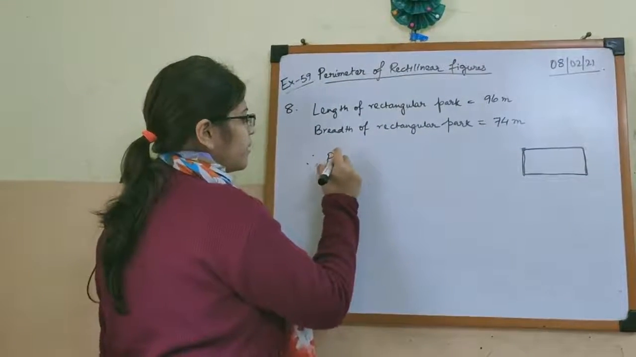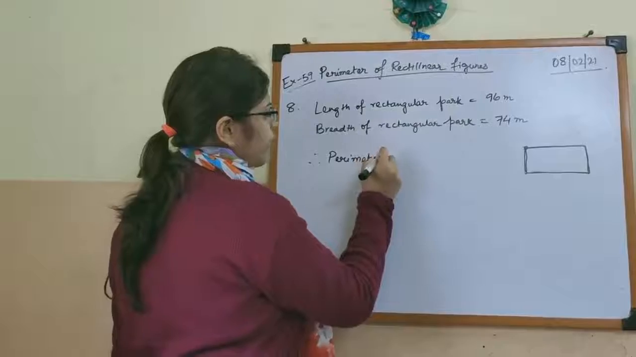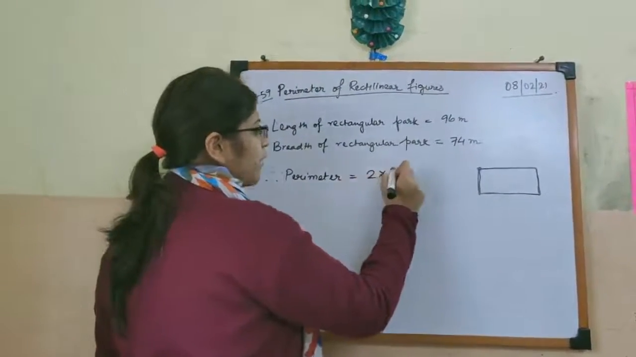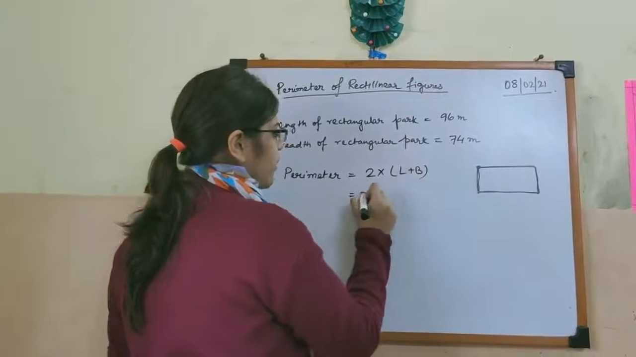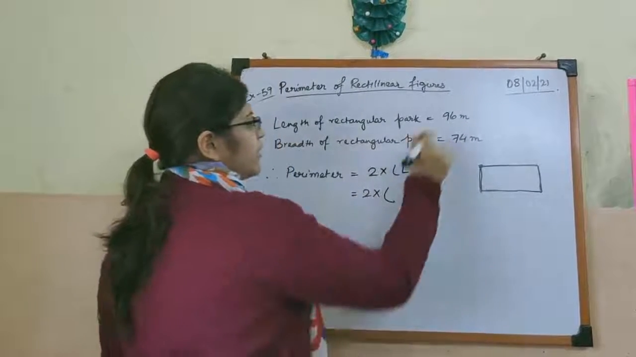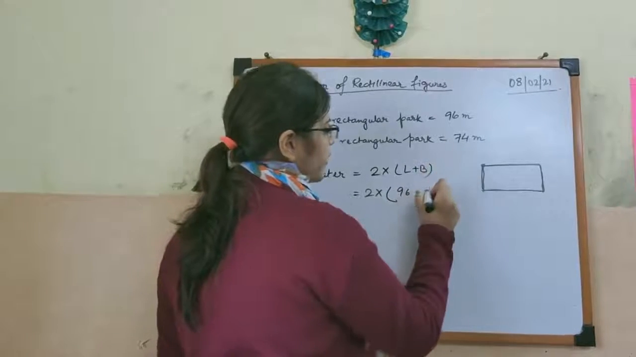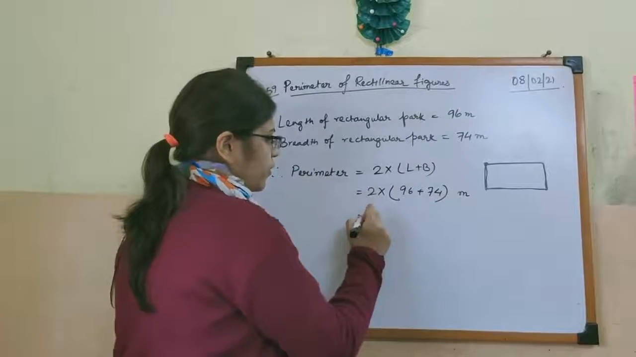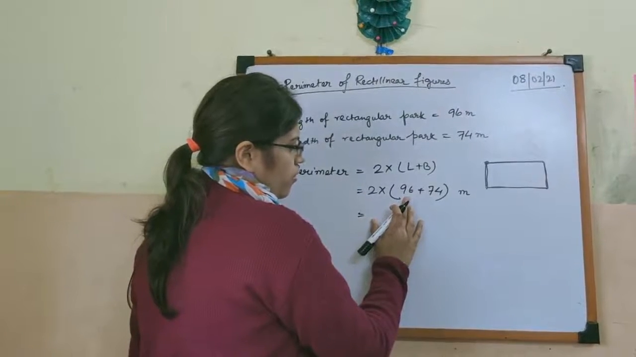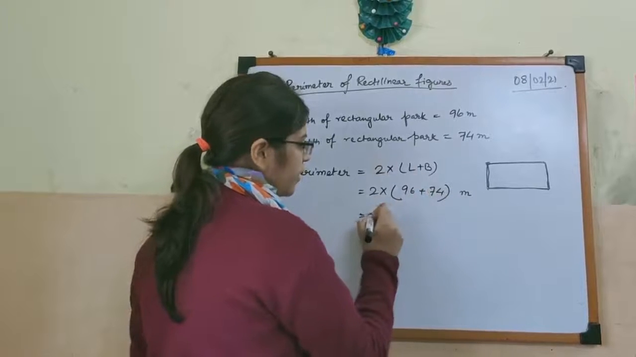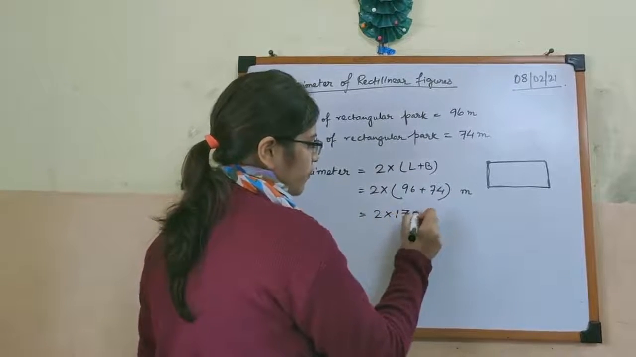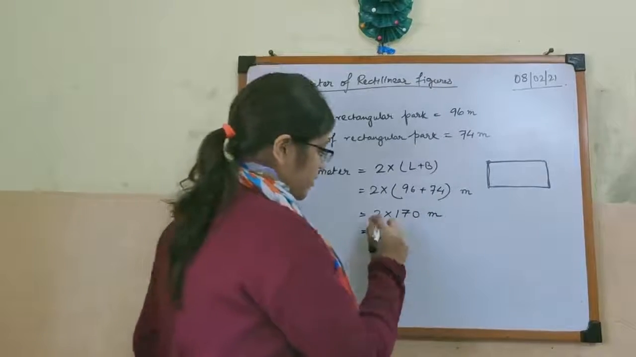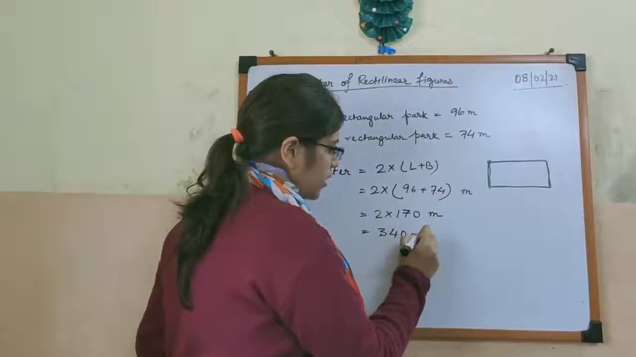So perimeter is equal to, we will apply the formula for the perimeter of a rectangle, that is 2 multiplied with length plus breadth. So that is 2 multiplied with length 96 and breadth 74. The whole thing is in meter. So 96 plus 74 is 170. If you multiply 2 into 170, that gives us 340 meter.